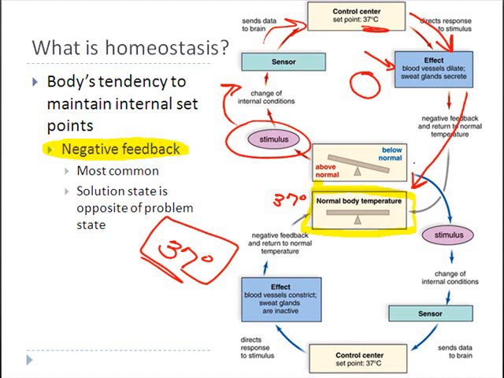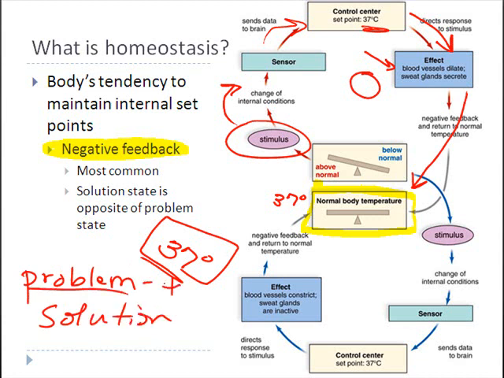We call this a negative feedback loop because the problem state and the solution state are opposite of one another. The problem state was we were getting too hot. The solution is to do the opposite, do something to cool off.